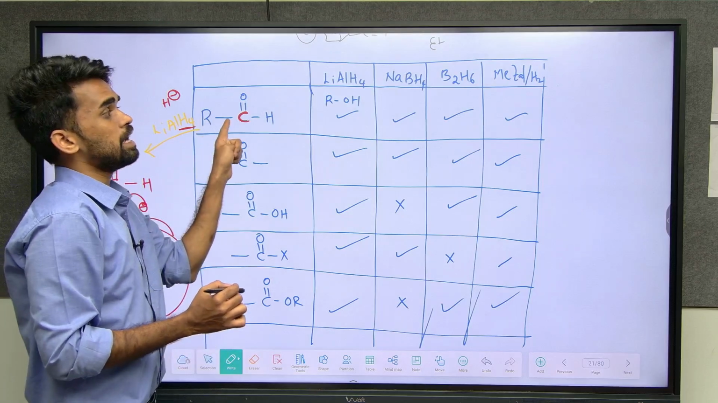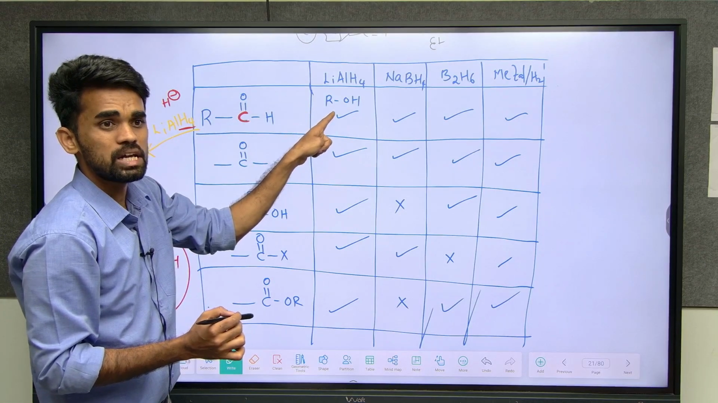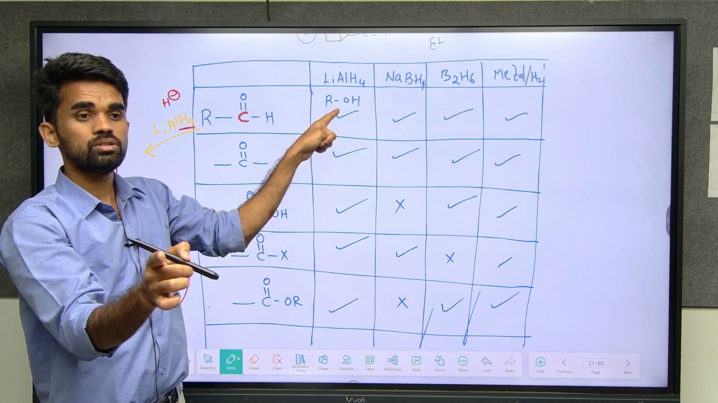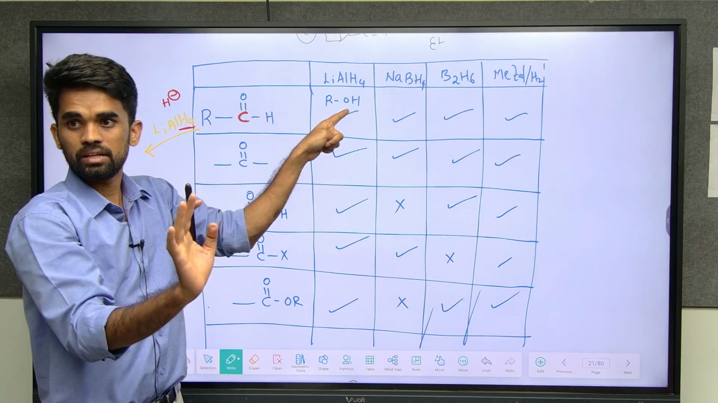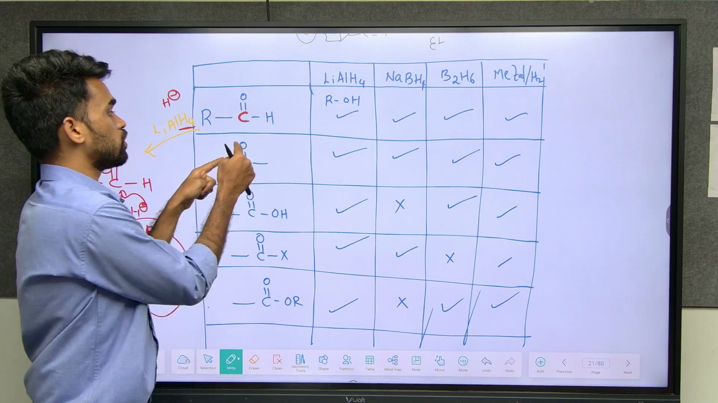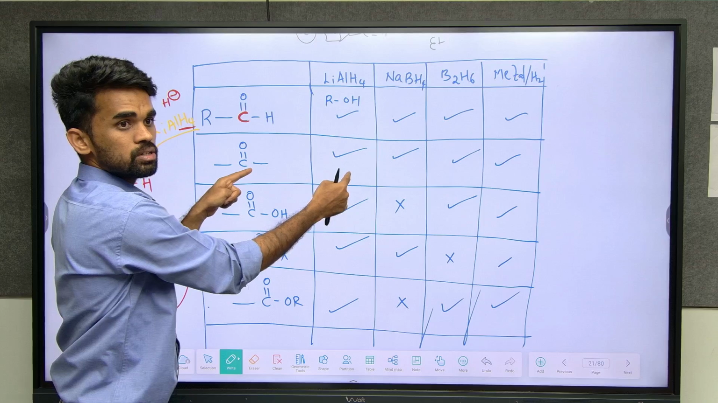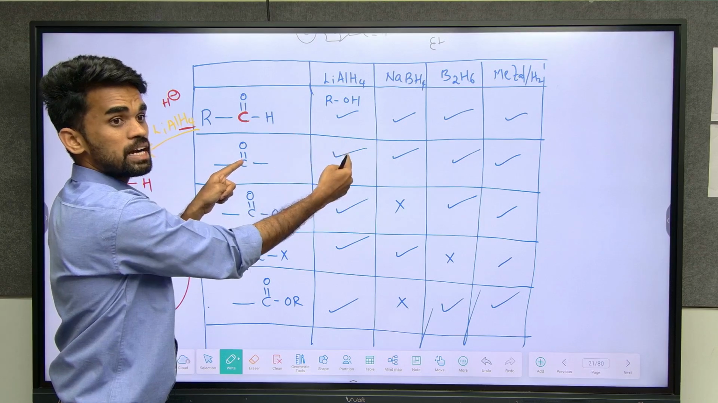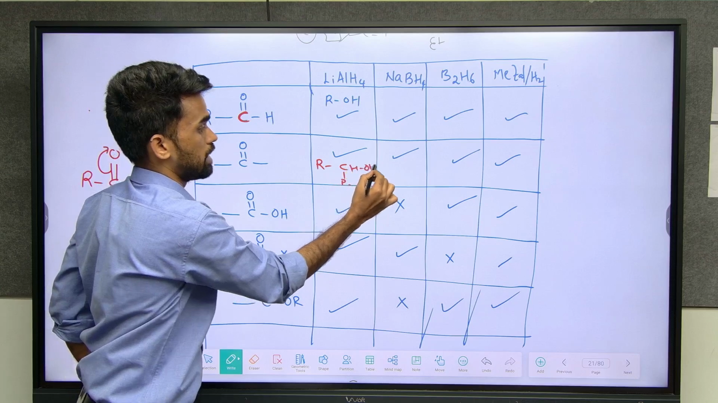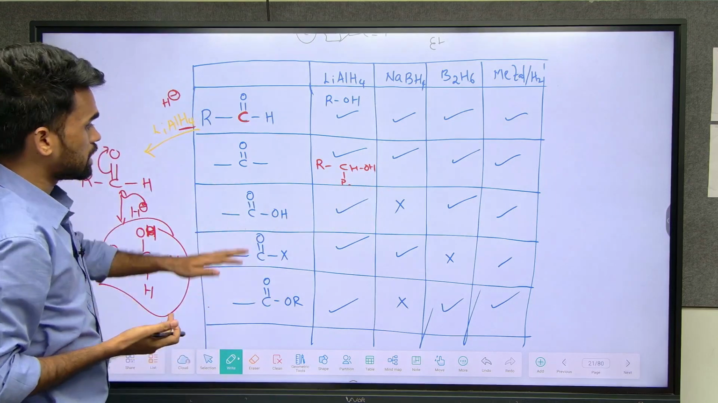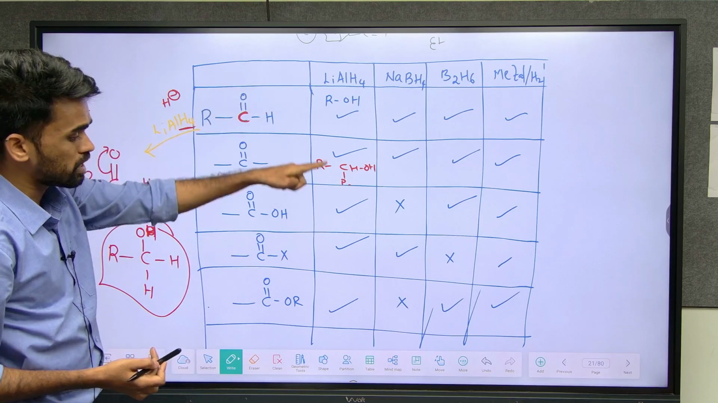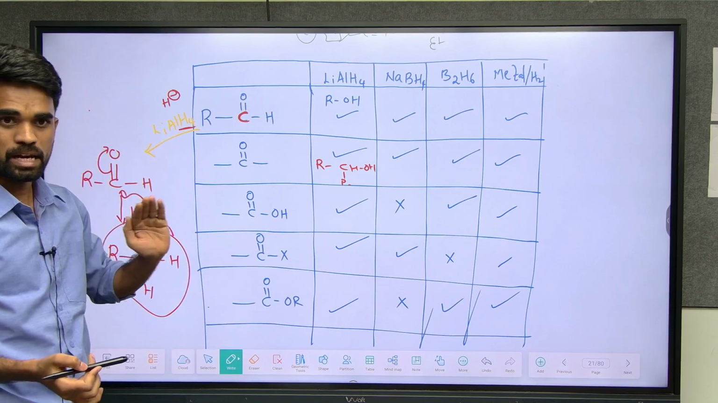So aldehydes give you primary alcohols. What alcohols? Primary, because primary alcohols upon oxidation give you aldehydes, so this is the reverse of it. Next, ketones come from secondary alcohols. Now ketones upon reduction give you secondary alcohols. Perfect. R, C, R, H, OH like this. Is this clear? Okay. Like that, carboxylic acids, acid halides, esters also give you the respective alcohol products. Fine up to here. Okay.